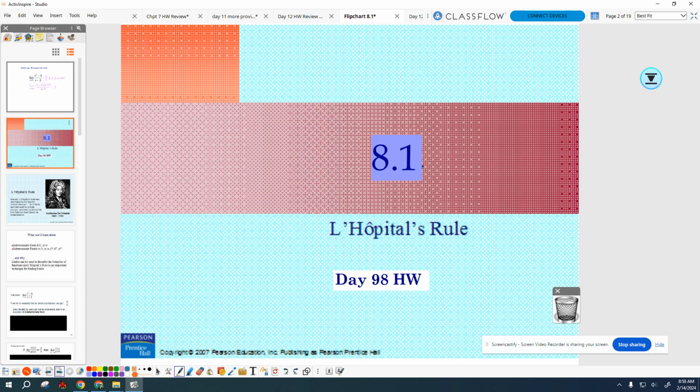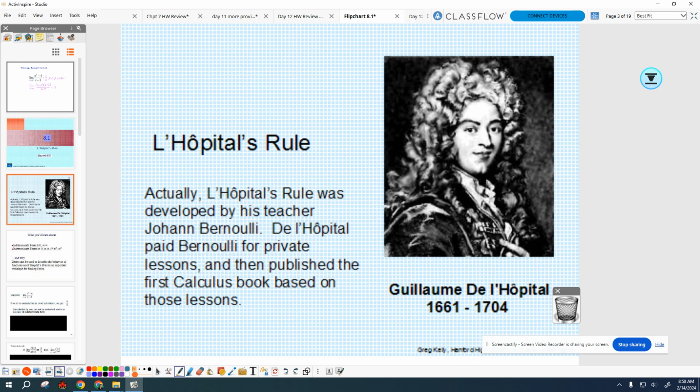Today we are starting chapter 8, which is a lot of L'Hopital's rule, and there is a lot of process involved in L'Hopital's. L'Hopital's rule was actually developed by his teacher, Johann Bernoulli. L'Hopital was taking private lessons from him, and he published the book, so his name is attached to it.